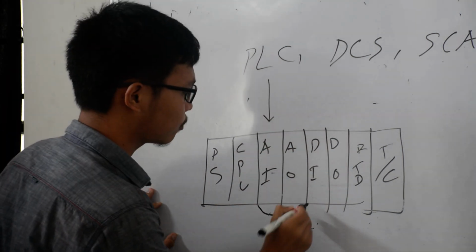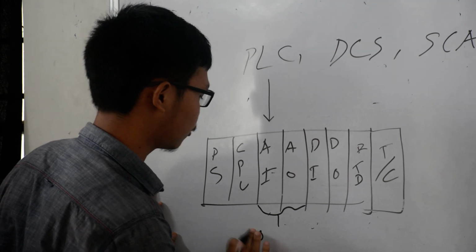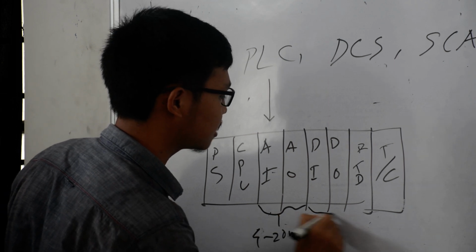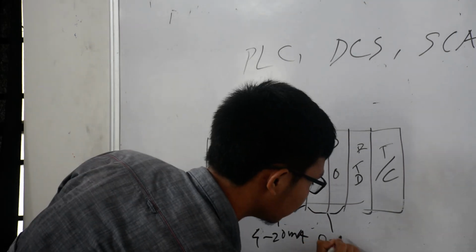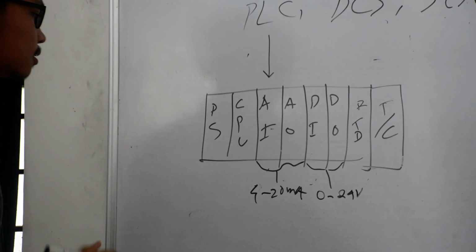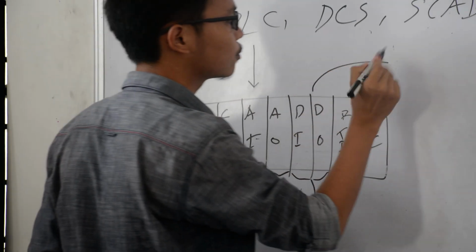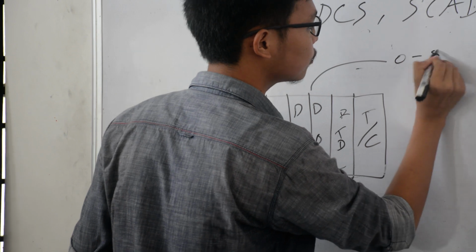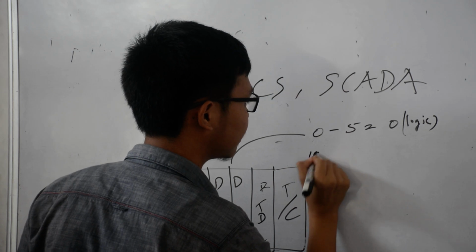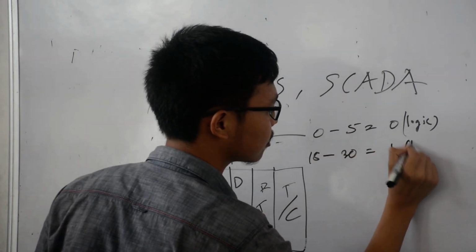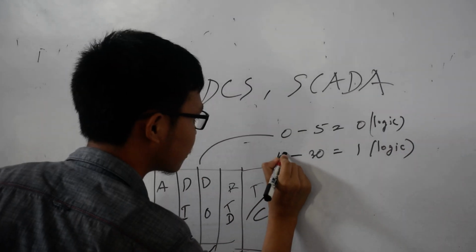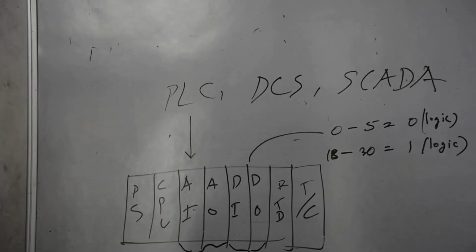Analog input and analog output operate in between 4 to 20 milliampere current, and digital input, digital output operate in 0 to 24 volt. In case of digital input, from 0 to 5 volt it is considered logic 0, and from 18 to 30 volt it is considered logic 1.